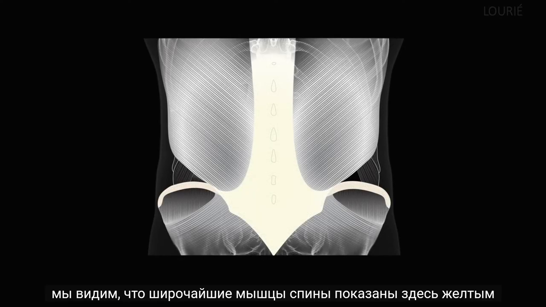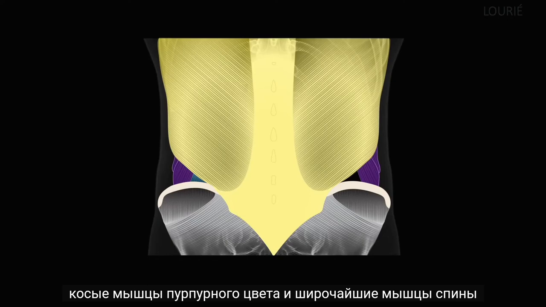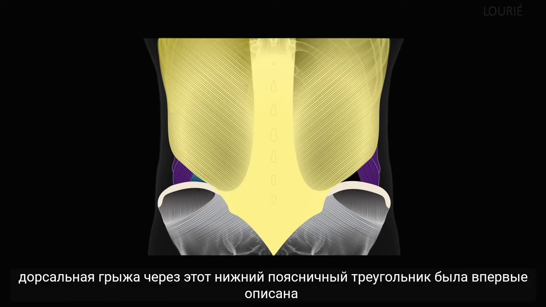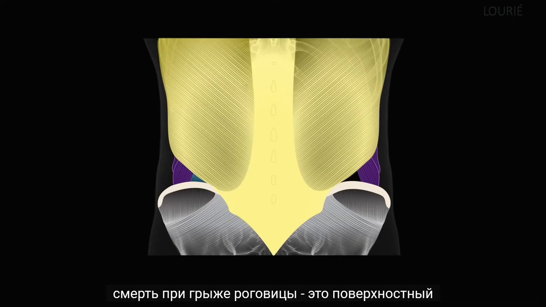we see that the latissimus dorsi, shown here in yellow, covers the majority of the remaining muscles of the lower back. There is a gap, however, between the external obliques in purple and the latissimus dorsi where they both intersect the top of the iliac crest. A dorsal hernia through this inferior lumbar triangle was first described by Jean-Louis Petit, and this was published in 1783, more than 30 years after his death.